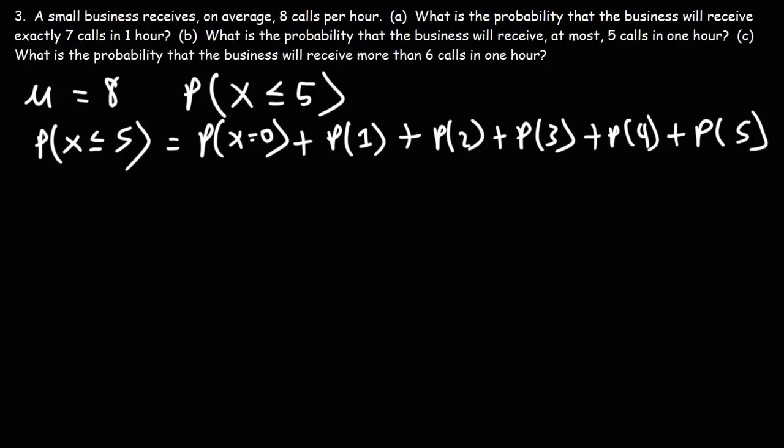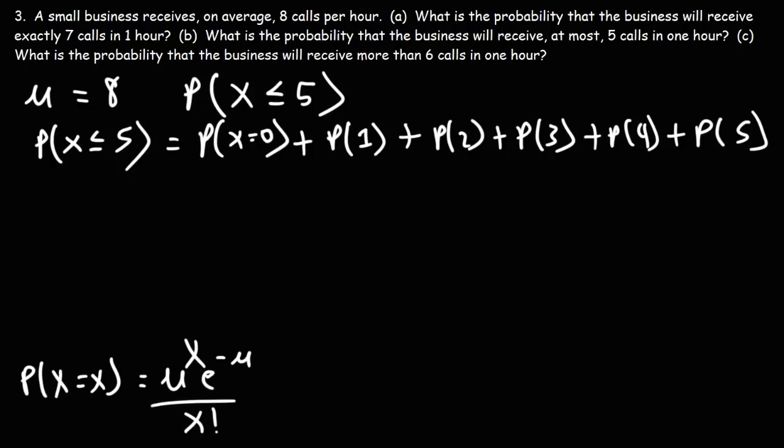Now, fortunately, there's a quick way of doing this. I'm going to rewrite the formula to show you. So it's mu to the x, e to the negative mu, divided by x factorial. Now, x is the variable. Mu and e don't change. So what I'm going to do is factor out e raised to the negative mu, and then write mu to the x over x factorial, because that's the part of the equation that's going to change with the change in x values.